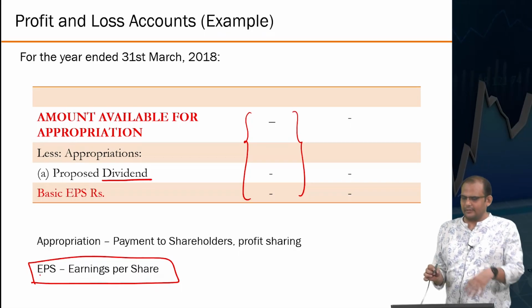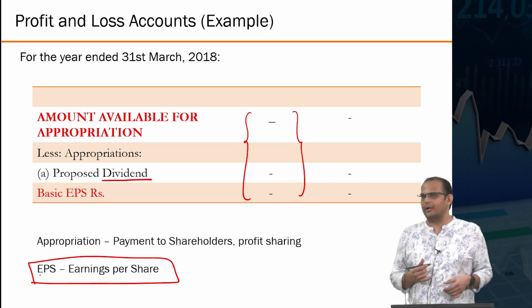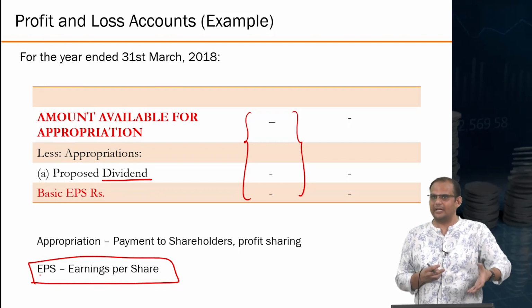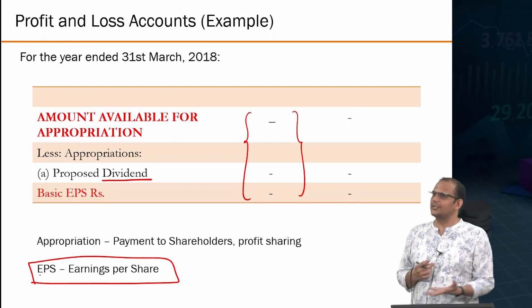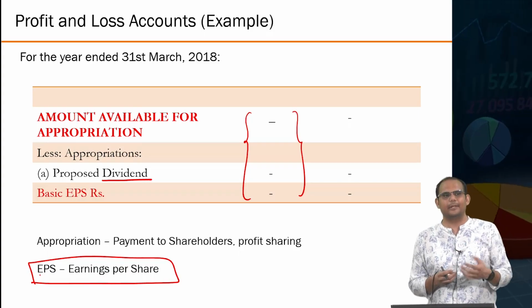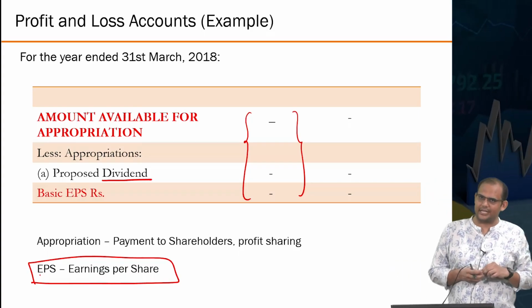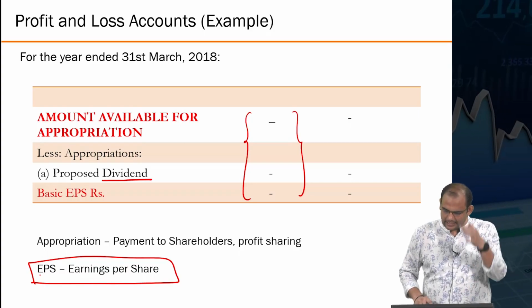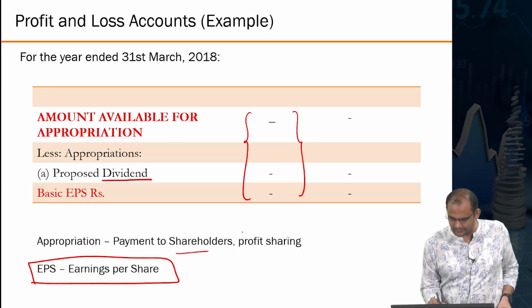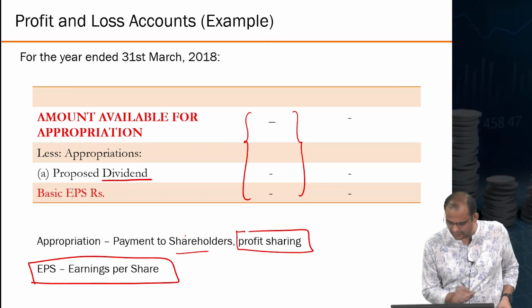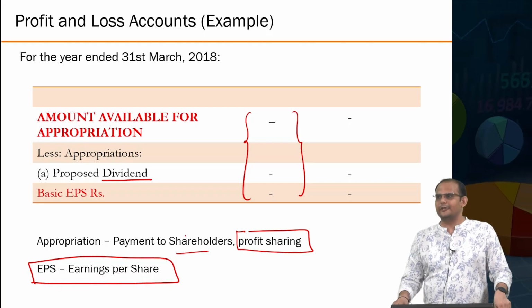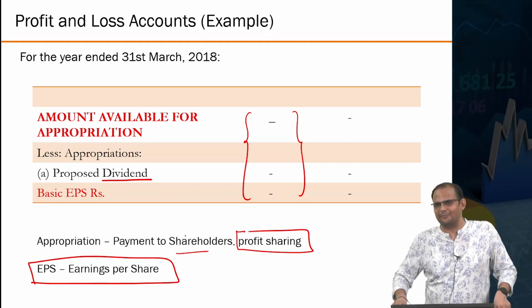Ideally, if it would have been there, it would have come here. And then that would of course reduce the total profits available for the company to reinvest in its own business, because you have paid some of that money back to your investors or stakeholders. Alright, so this is called EPS, earning per share. Appropriation is payment to shareholders, essentially your profit sharing. What if there is a loss? Do you ask for more money from shareholders?